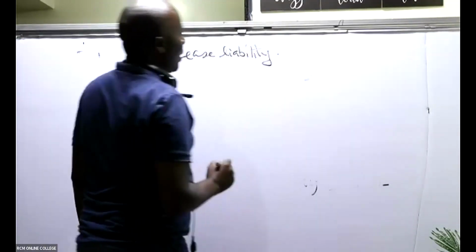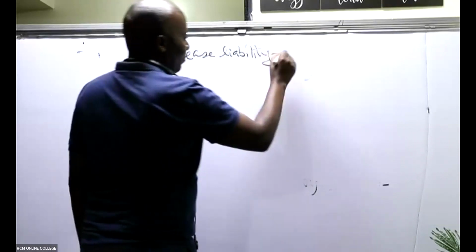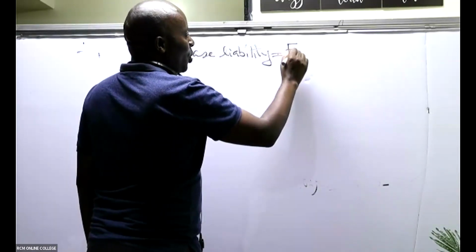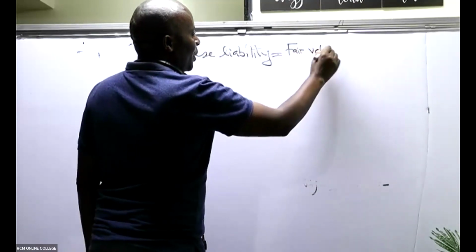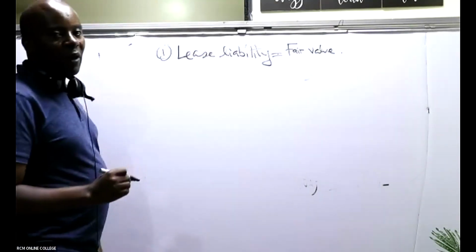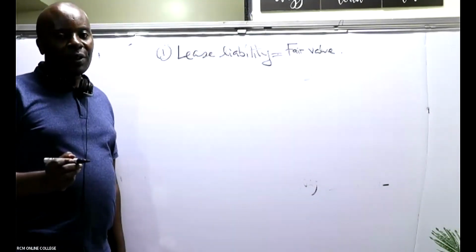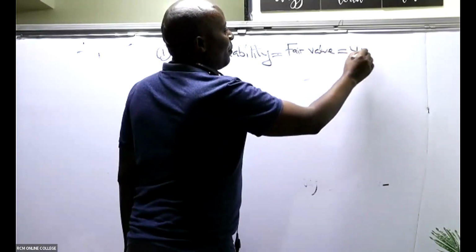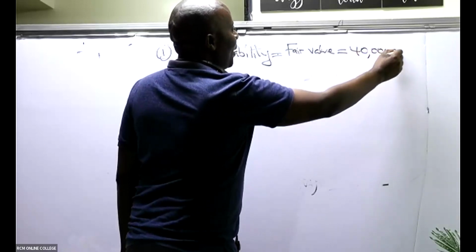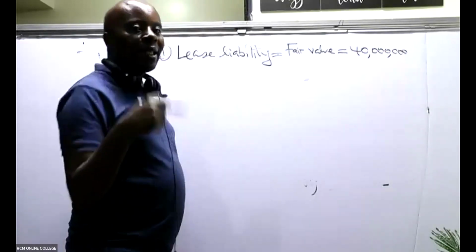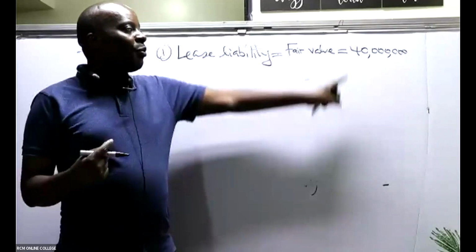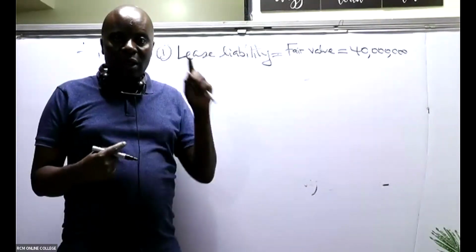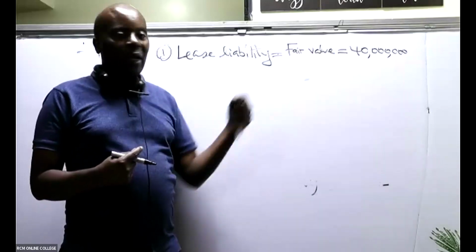That is step number one. How do we get this? First of all, this lease liability is always equal to fair value, the fair value or market value of the asset. In this question, they have told us that the fair value is 40 million. So as this tenant is taking up this space, he should be willing to pay the market value. So the total lease liability will be this 40 million.